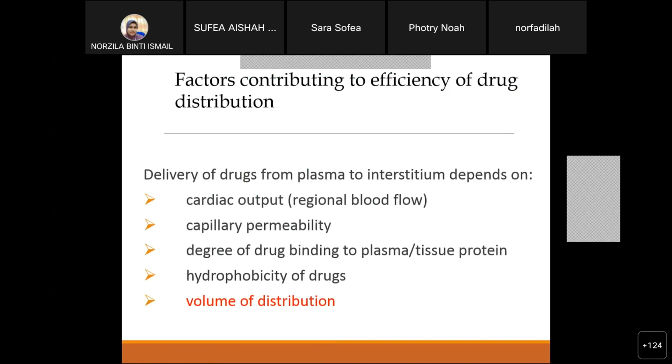Okay, we go to factors that contribute to the efficiency of drug distribution. First one, the cardiac output or the regional blood flow, the capillary permeability, the degree of drug binding to tissue or plasma protein, hydrophobicity of the drugs, and also volume of distribution. This factor, hydrophobicity, is also a factor of absorption and bioavailability. Okay, remember, hydrophobicity or the pH of the drugs is very important in drug absorption and also drug distribution.